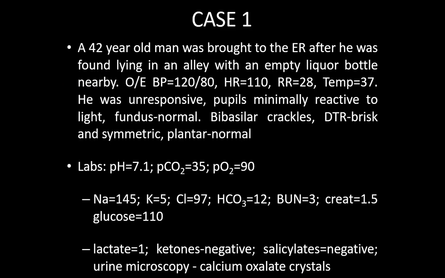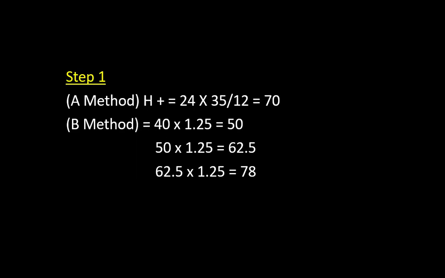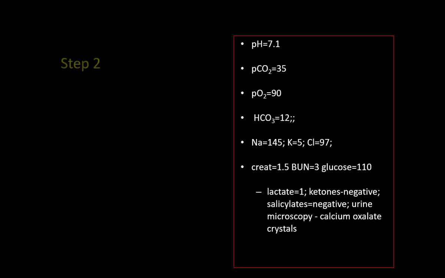Okay, look at the pH. Every time we multiply by 1.25. So 78 and 70, they are almost similar. So we'll take it as a valid ABG. So the ABG is valid.